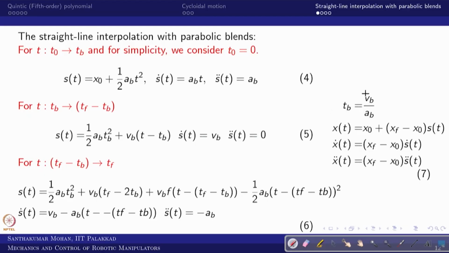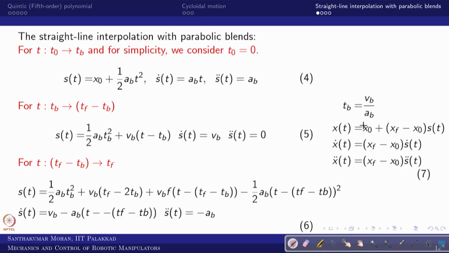However, while choosing, you have to make sure that VB squared by AB should always be less than or equal to 1. Further consideration is that the capital TF should be taken at least 3 times of TB. Then only you can make a blend. So these are all complex.